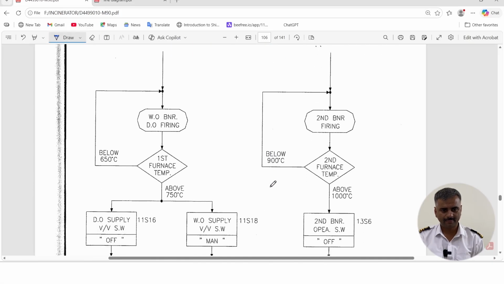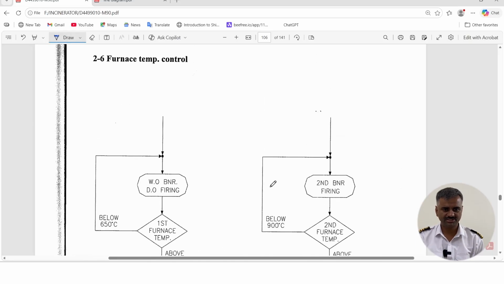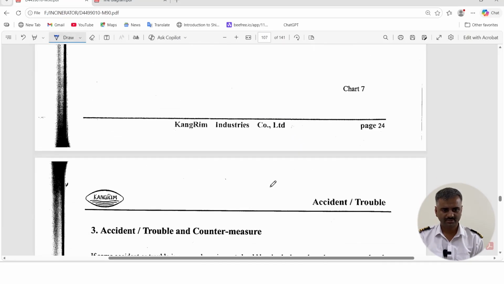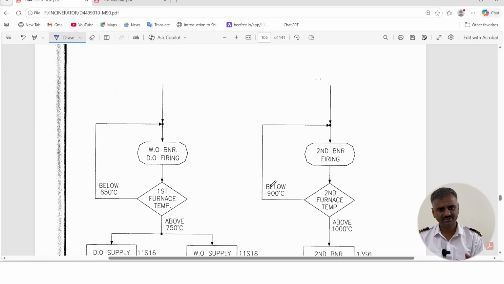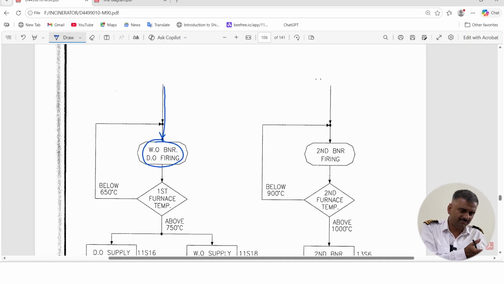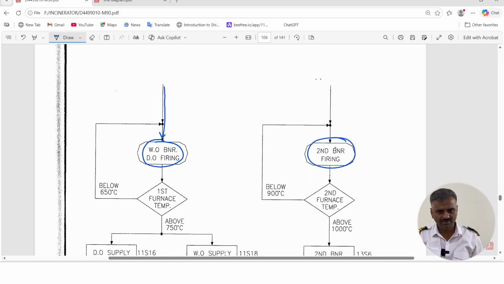Now let us see how the temperature regulation takes place between the two burners. After this concept, we will study the concept of auto running. To understand auto running, you need to understand the manual running concept first. So you can see this is the line where the waste oil burner is firing. Now my waste oil burner is firing on DO, and my second burner is firing on DO, which was already firing on DO from the previous cases.